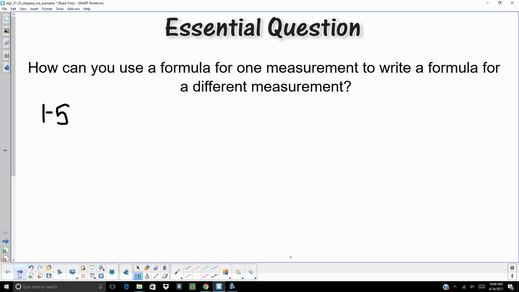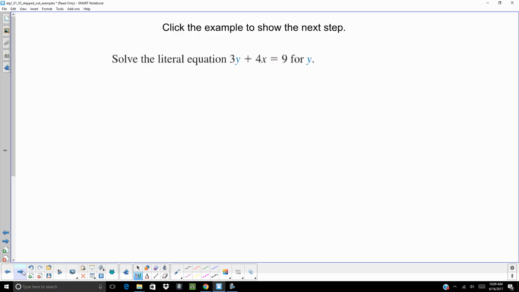Let's go ahead and do some examples. So here, I've got 3y plus 4x equals 9. I want to solve for y. And if you've noticed that they've highlighted that y blue, what we're going to do is move everything around that y and keep the y where it's at, but everything around it moves.